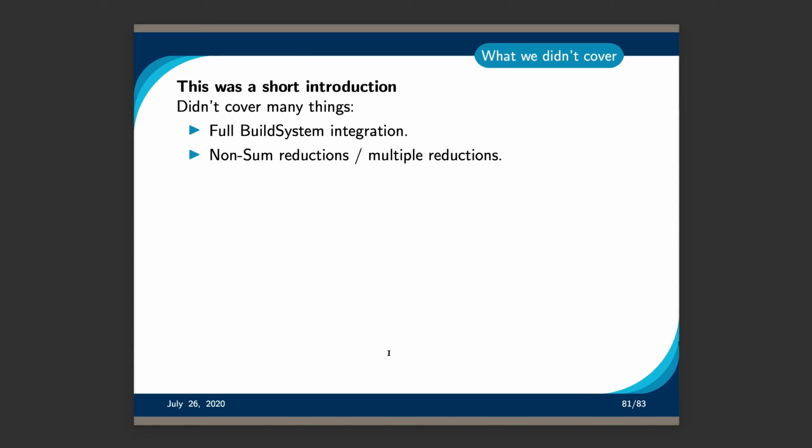I didn't talk about non-sum reductions, right? All the reductions we had here were sum reductions, but you can do all kinds of other reductions. You can specify your own reductions. We have built-in reducers for all the typical MPI things, max, min, whatever. You can also do multiple reductions in one go. We didn't talk about tightly nested multidimensional loops, which you need for example for stencil operations. We have an execution policy for that.